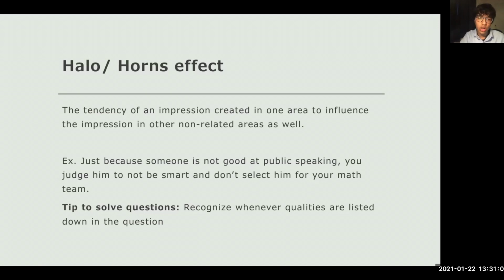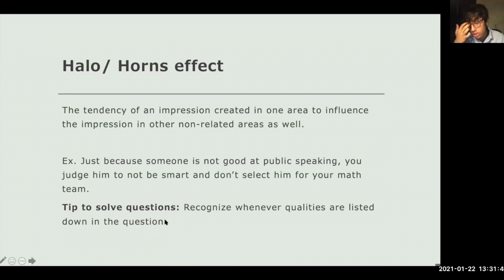All right. So halo horns effect: the tendency of an impression created in one area to influence the impression in other non-related areas as well. This example says that just because someone is not good at public speaking, you judge them to be not smart and don't select them for your math team, even though they could be good at math, and being not good at public speaking has nothing to do with that. Another example could be if someone is good at logic, then someone might assume that you're good at chess, when in reality, that might not be the case.